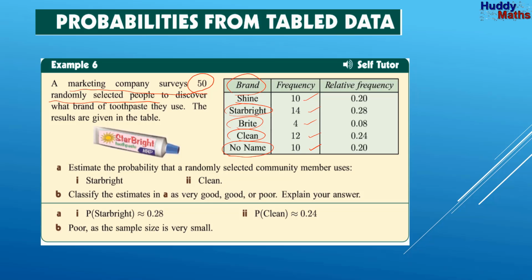So, the relative frequency. Well, let's have a look. They haven't totaled this, so down here there was 50 there. Okay, so 10 out of 50 will be 0.2.